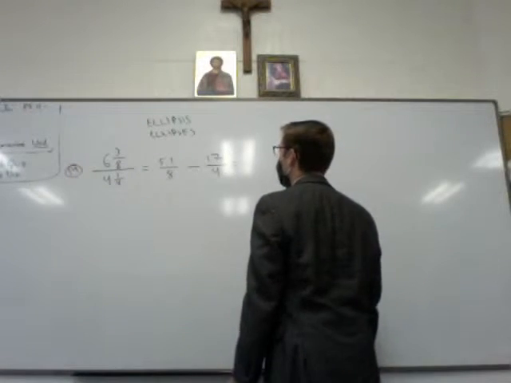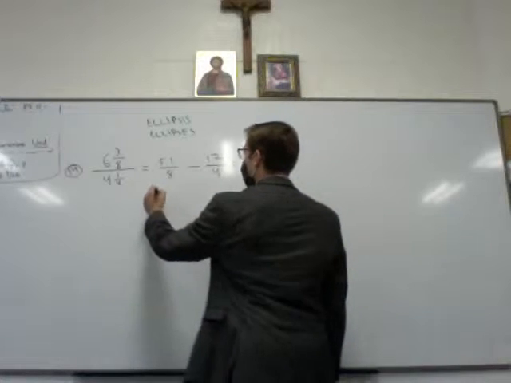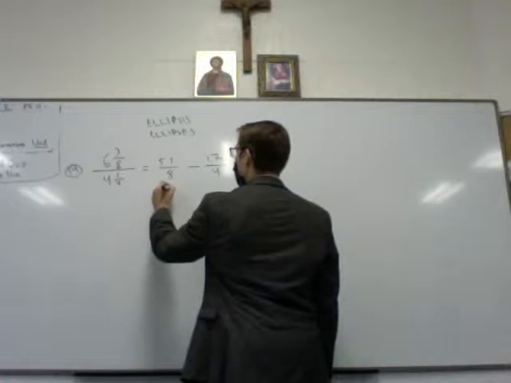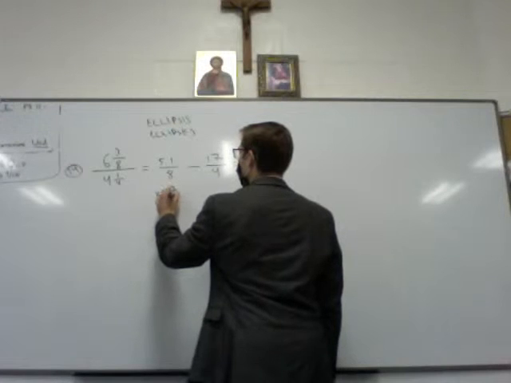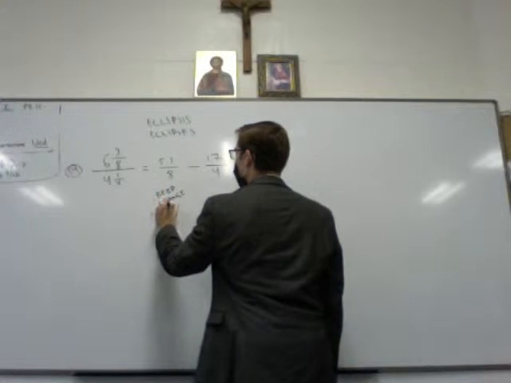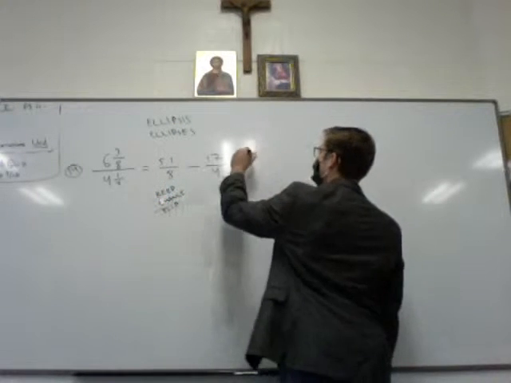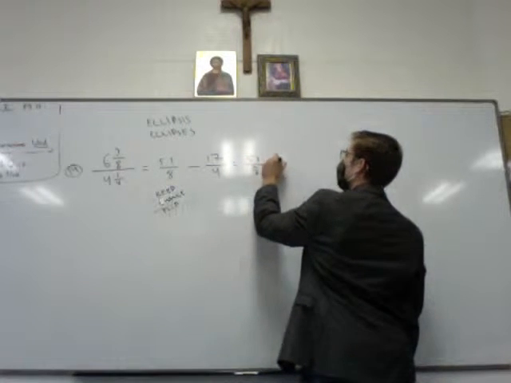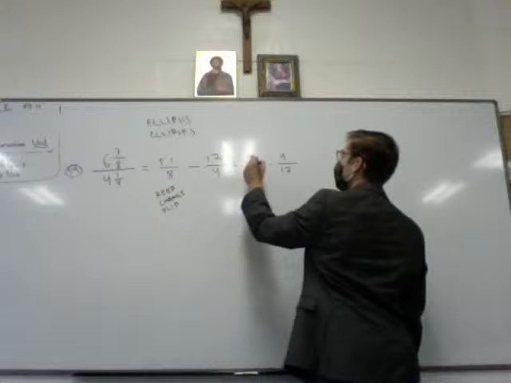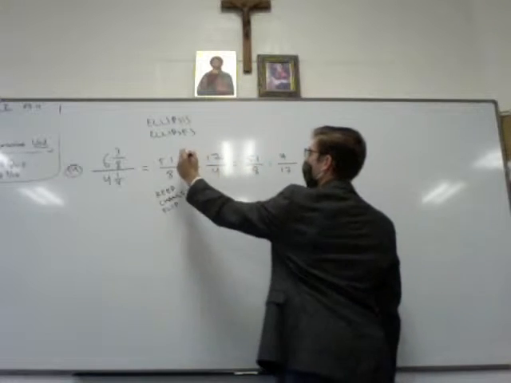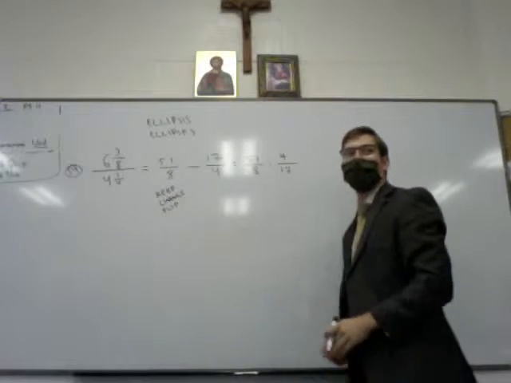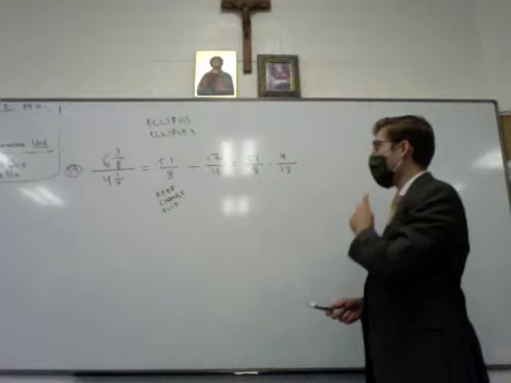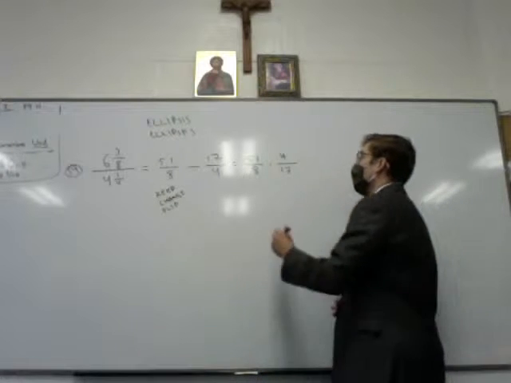51 over 8. No, you make the divide sign multiplication. Keep, change, flip, do those three in order. 51 over 8 we keep, times 4 over 17. Yes, keep, change, flip. So we kept the 51 over 8, we changed division to multiplication, and we flipped 17 over 4. You can simplify 8 over 4.